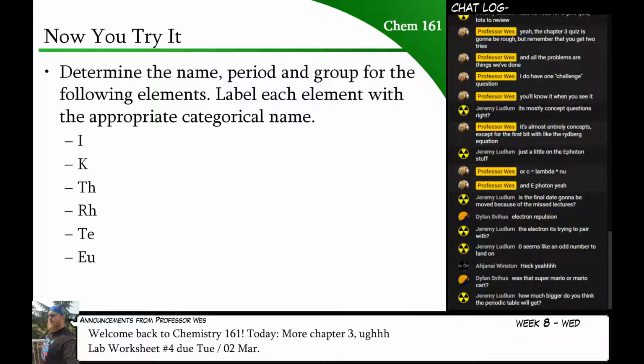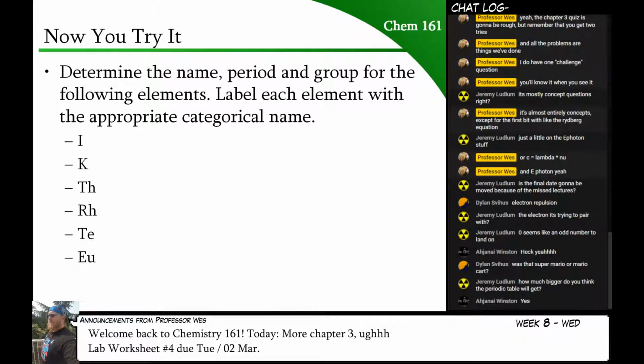How much bigger do you think the periodic table will get? That's a really good question. I personally think it will be a long time before 119 appears. The reason for that is because we would need to have a 9s orbital for element 1. Is it 9s? 1, 2, 3, 4, 5, 6, 7. It'd be 8s, sorry. We'd have to have an 8s orbital.